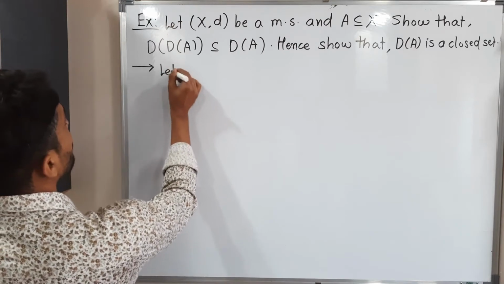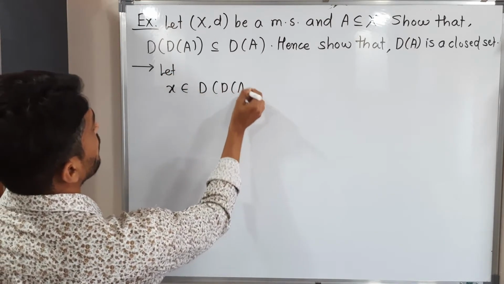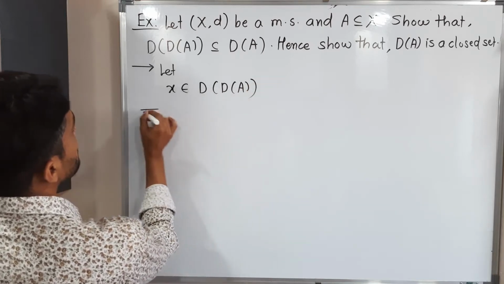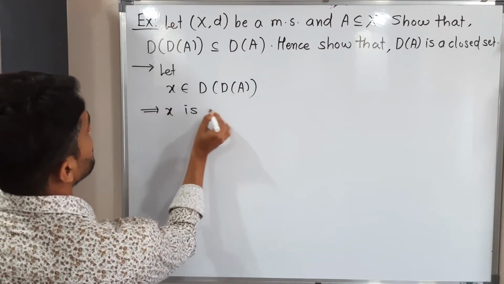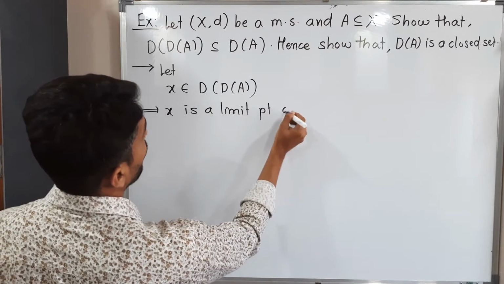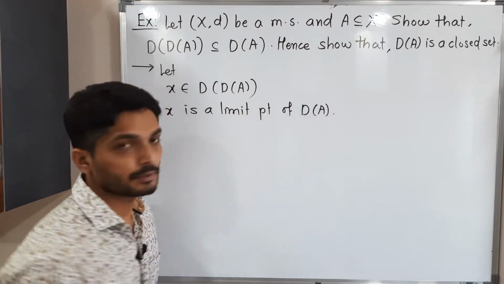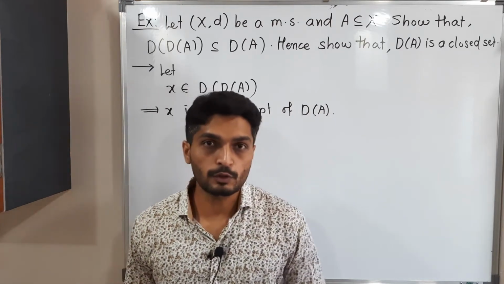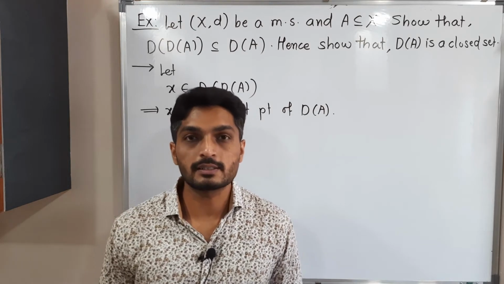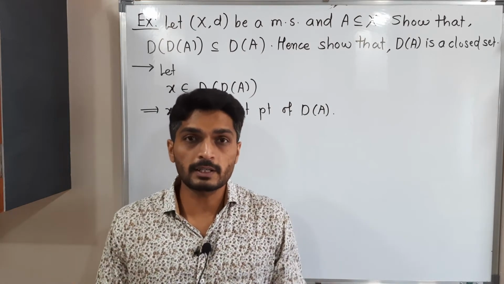Let x belong to D of A. Getting? So that means x is a limit point of this set, which is D of A. You are familiar with the definition of limit point: for every r greater than 0, B(x, r) minus singleton x, intersection A, is not equal to phi. This is our regular definition.